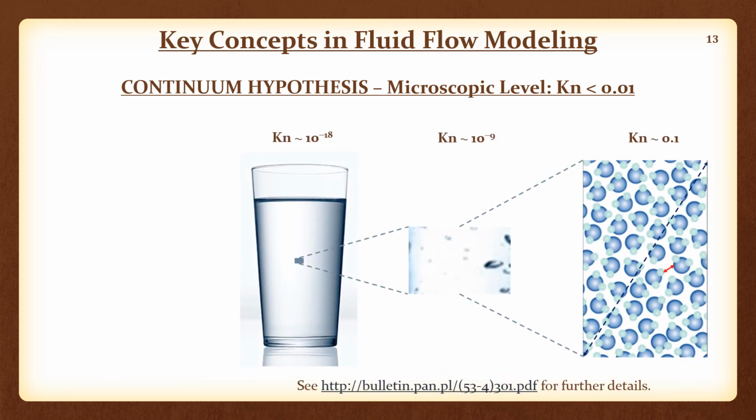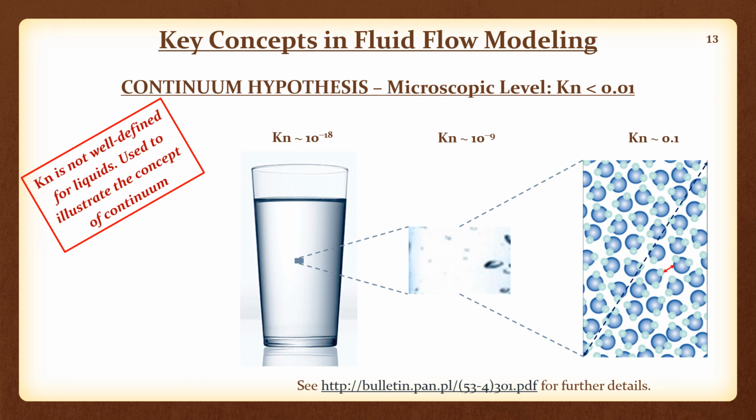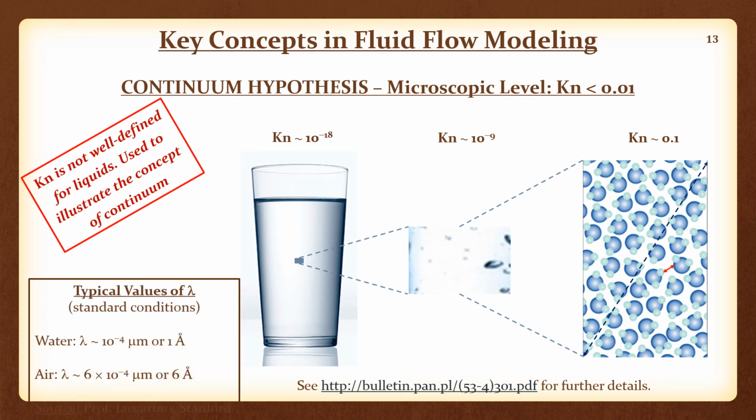So this is the picture of a Knudsen number being less than 0.01. Now, if you look at a glass of water, the Knudsen number is of the order of 10 to the power minus 18, which basically means the continuum approximation is very well valid. Of course, I have to say that this explanation has to be taken with a pinch of salt, because the Knudsen number is not well defined for liquids. So please do not take this as exact. This has been used to illustrate the concept of continuum.